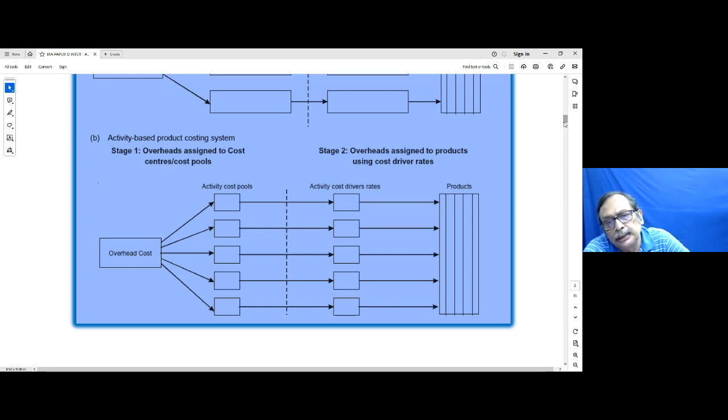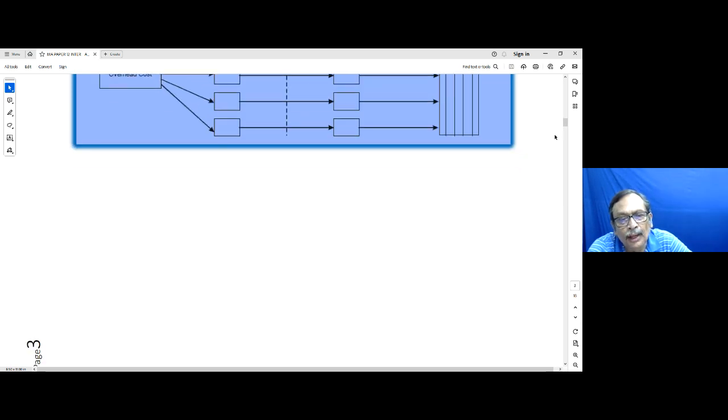Now, overhead cost, we are going to relate this overhead cost to various activity cost pools. Similar overhead costs are grouped under a single pool of cost, that is, an activity cost pool. Then we are going to decide the activity cost driver rates, and once the cost driver rates are derived, we are going to charge the overheads on these different activity rates over the products or the cost objects. That we are coming to.